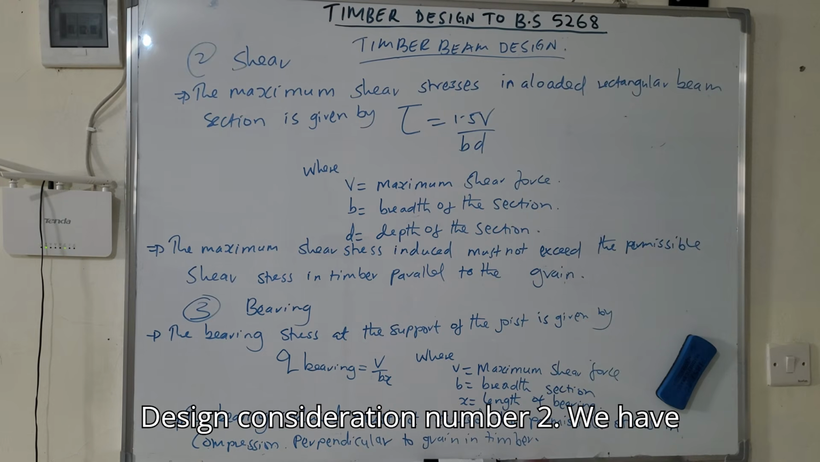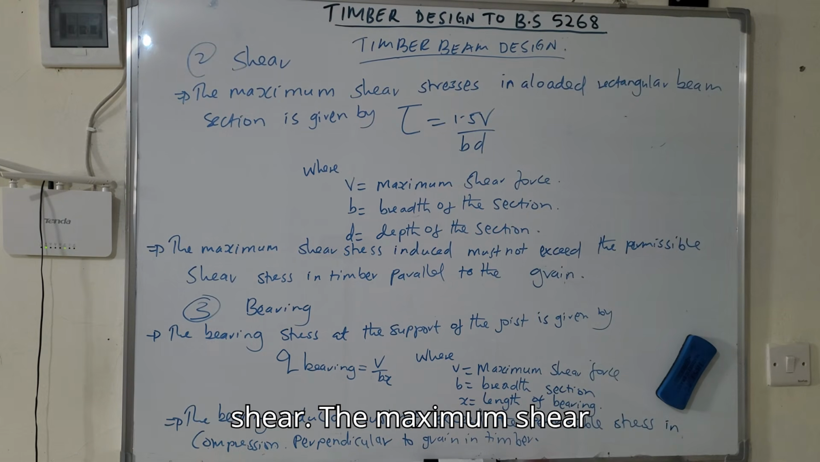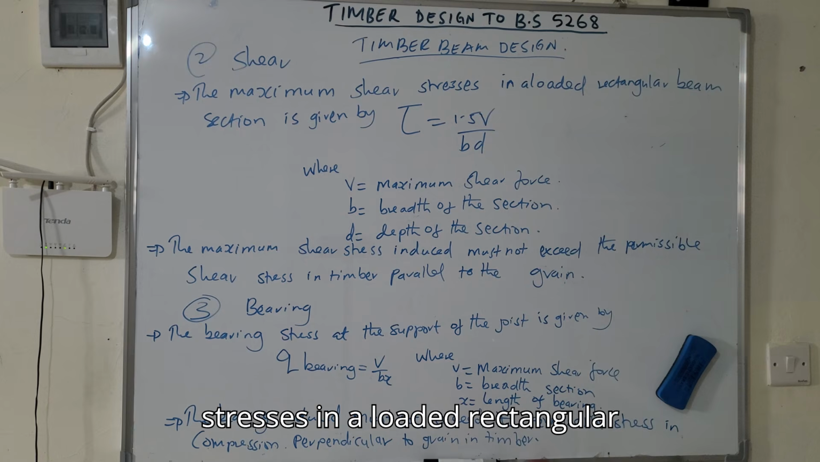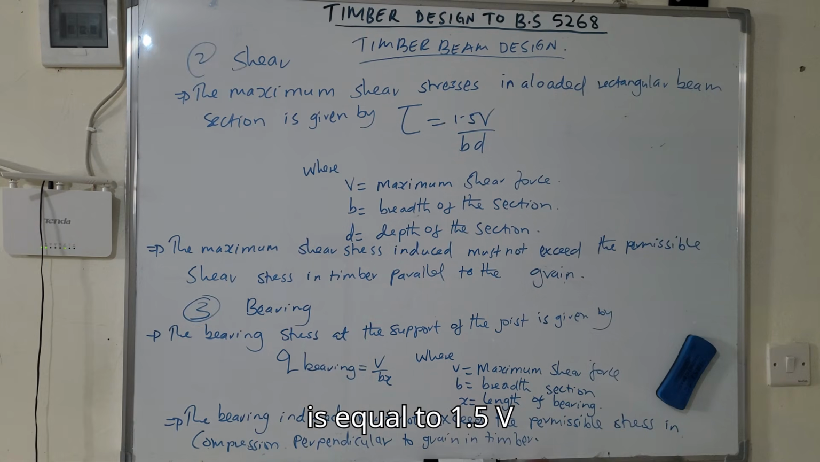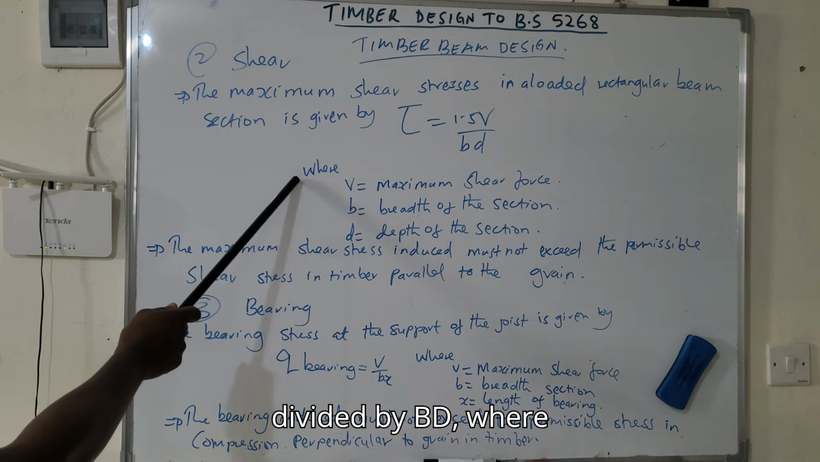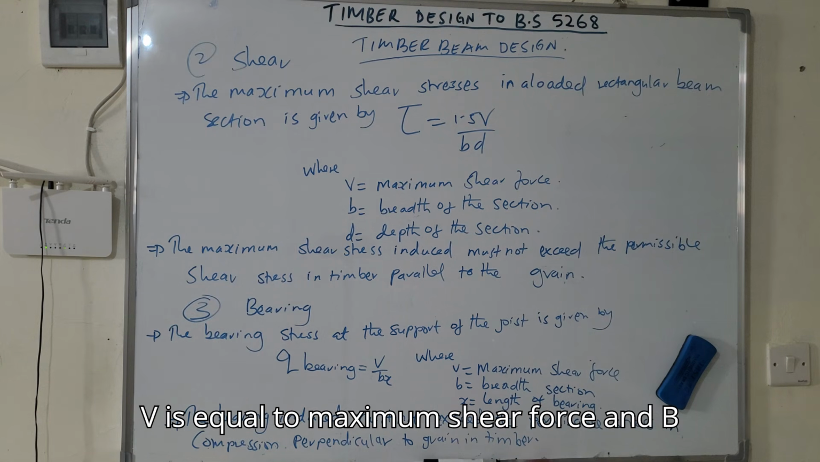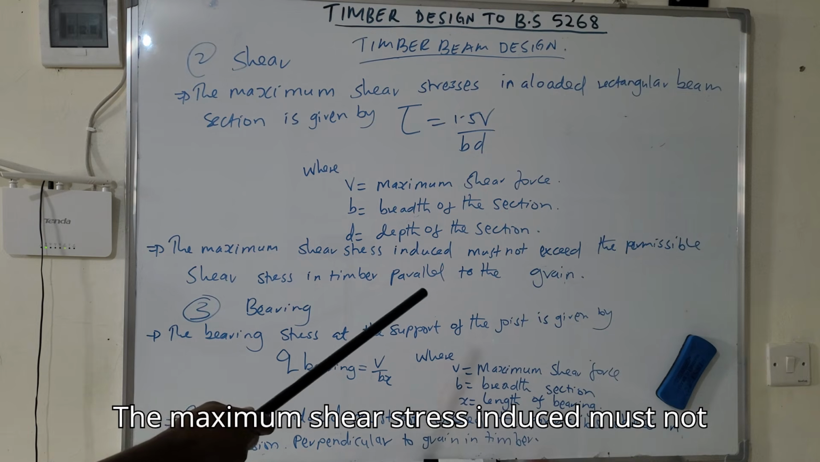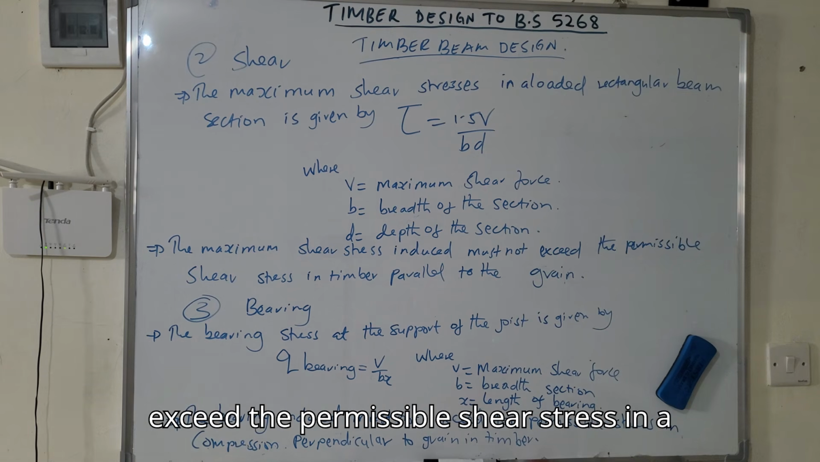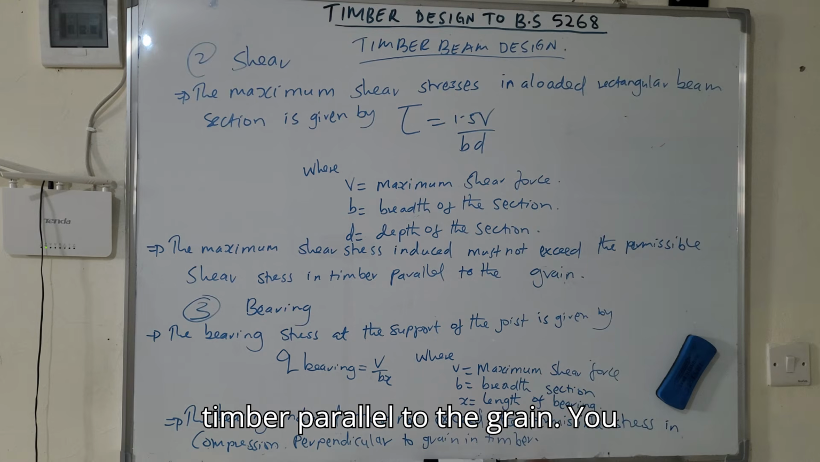Design consideration number two, we have shear. The maximum shear stress in a loaded rectangular beam section is given by tau is equal to 1.5 V divided by BD, where V is equal to maximum shear force and B is the breadth of the section. D is the depth of the section. The maximum shear stress induced must not exceed the permissible shear stress in timber parallel to the grain.